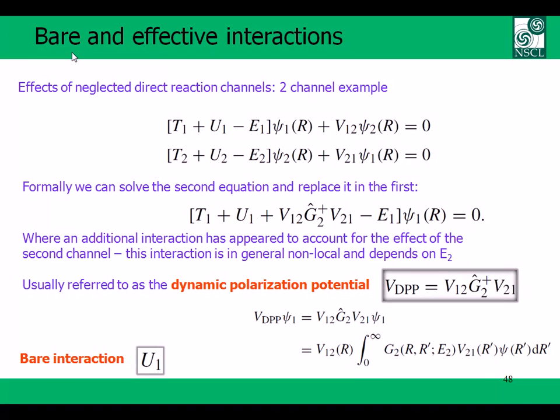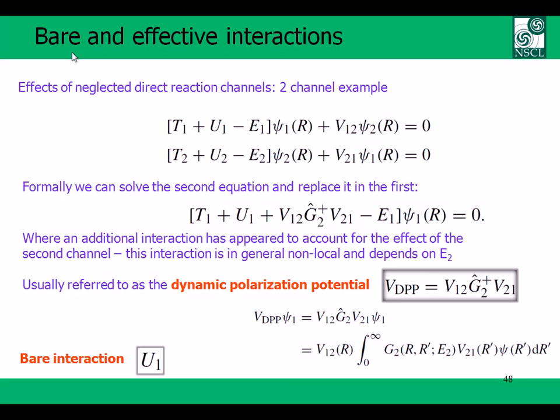So let's take the equation we had yesterday, a single channel equation, (T1 + U1 - E1) psi1. Now let's say that something else is happening. I know that the system, that target, actually excites. So there's something else that's happening in my system. I'm going to call it a U2 in terms of interaction, and the channel will be a psi2. So there'll be some feedback of that additional physics into my channel. Let's call it V12 psi2.